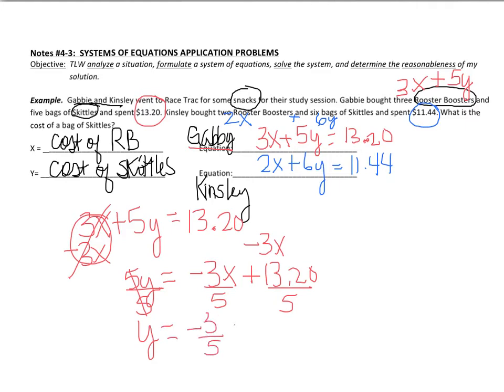So negative 3/5 X plus 2.64. That's my first equation. Second equation starts with 2X plus 6Y equals 11.44.